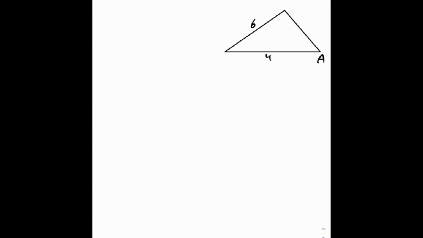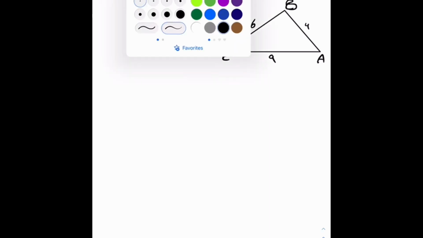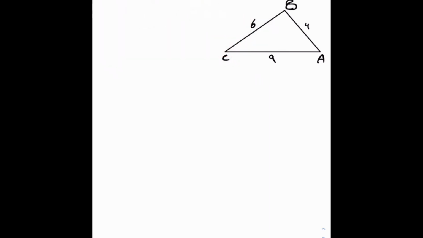So this is 9, this is B, and C here is 4. As we can see, we can't apply the sine law. So I'm going to use the cosine rule to figure out the angle. We start with the greatest angle in measure.